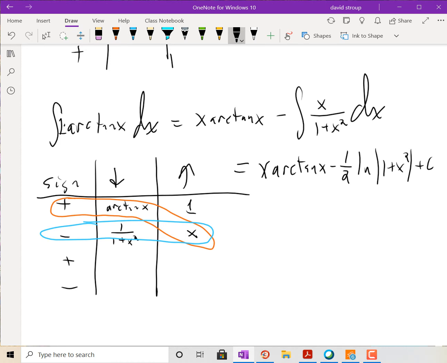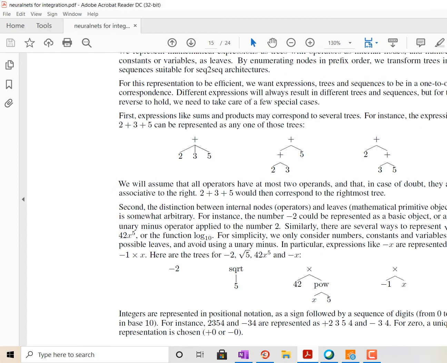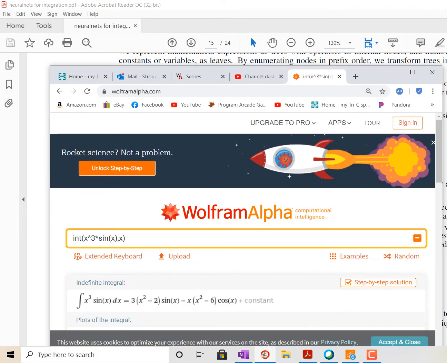Okay. As usual, we can kind of make sure that's right. Integral of arctan of x.